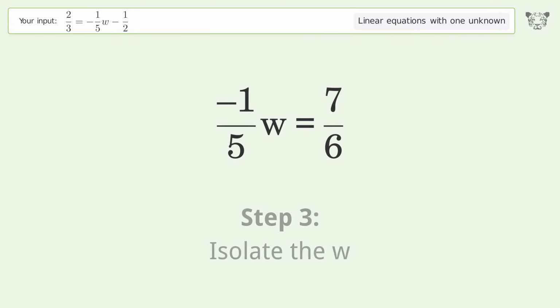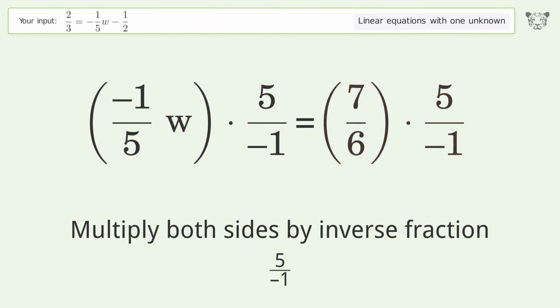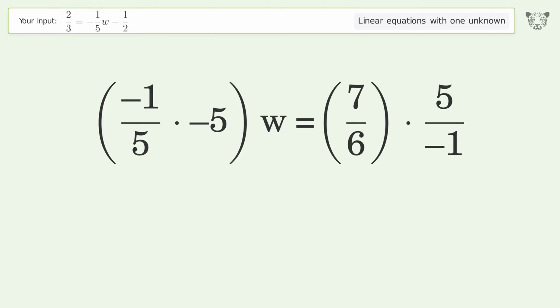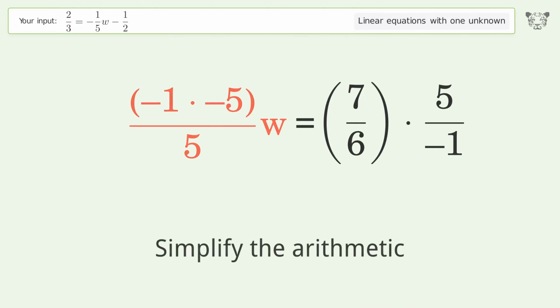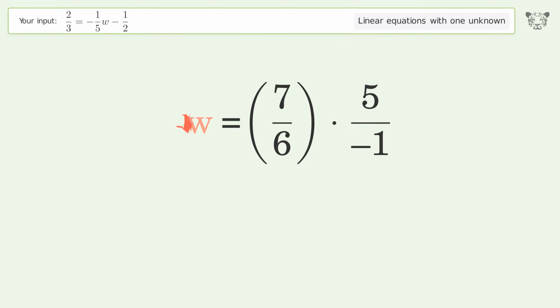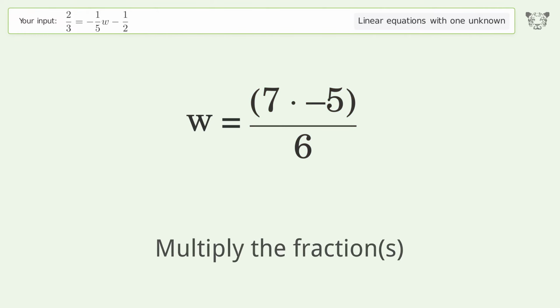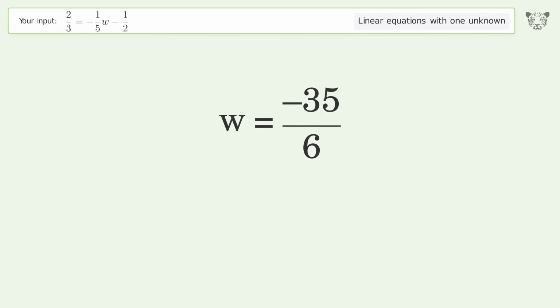Isolate the w. Multiply both sides by inverse fraction 5/-1. Group like terms. Multiply the coefficients. Simplify the arithmetic. Multiply the fractions. Simplify the arithmetic. And so the final result is w equals -35/6.